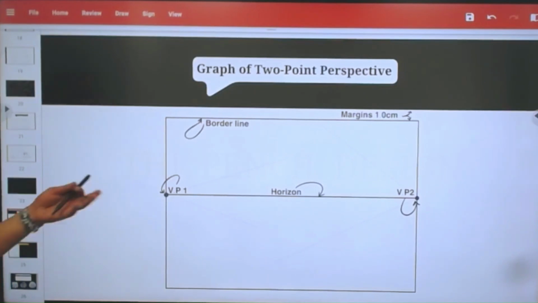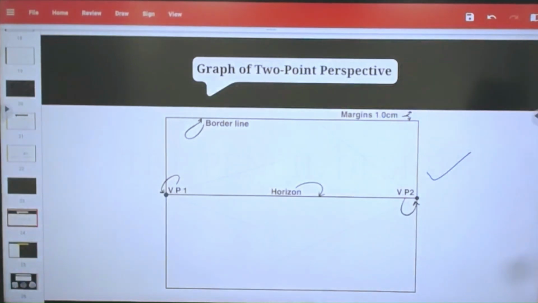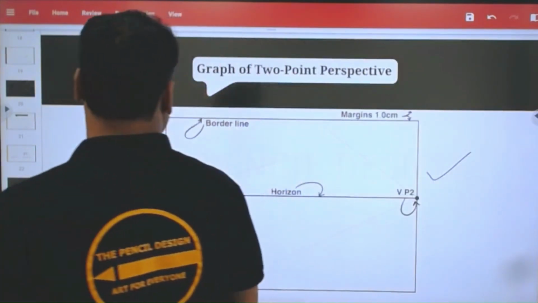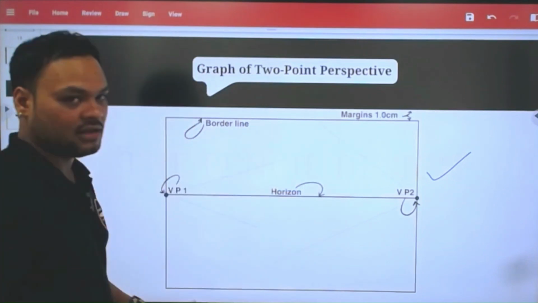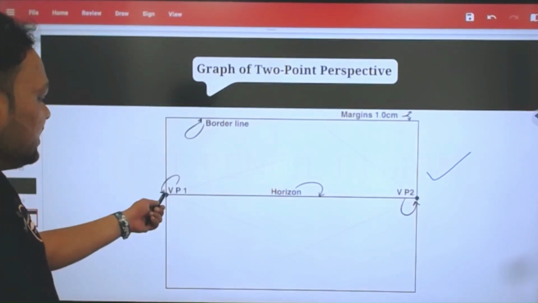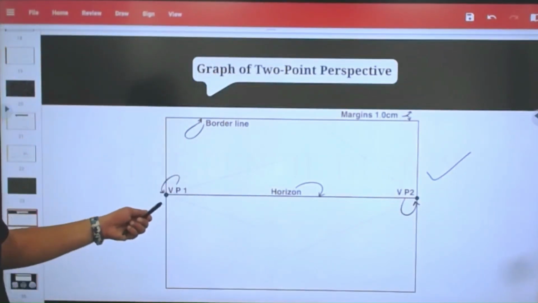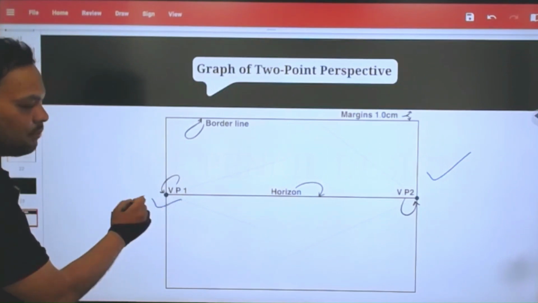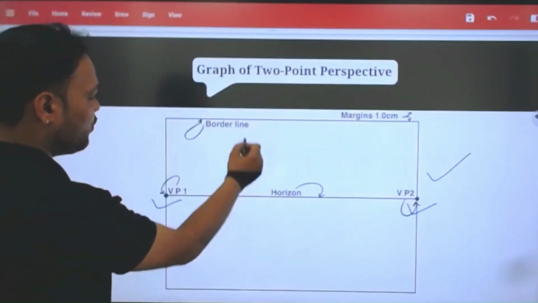This is the graph for 2-point perspective, the most common graph. You can draw this. You will understand what is the meaning of which thing. So this is the border line. We generally take margins of 1.0 centimeter if we are using A4 size sheet. And this is the horizon or the horizontal line, we call it sometimes. Vanishing point 1, important, and the vanishing point 2. Division can be equally into 2 parts.